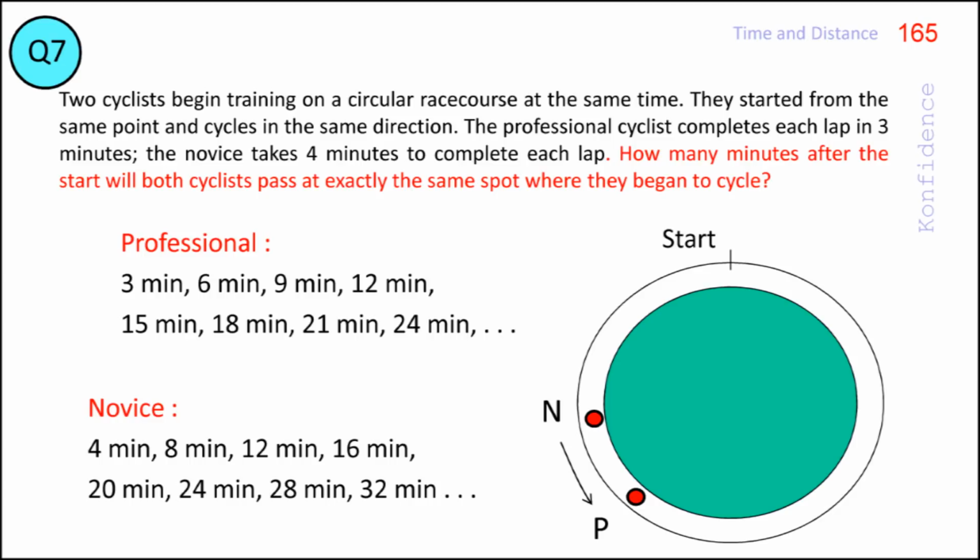We can see that both the professional and the novice are together for the first time at the starting point at time 12 minutes after the start. This 12 is the least common multiple of 3 and 4. You should note that this is the time at which they meet for the first time at the starting point. They could have met at some other place in the track other than the starting point before this. And the second time they meet at the starting point would be at 24th minute.